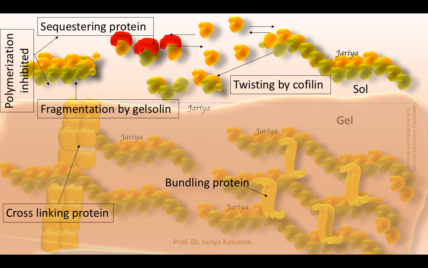Not only that, sequestering proteins remove G-actin subunits from F-actin polymers. Thus, polymerization is inhibited by sequestering proteins and gelsolin, creating the soluble or sol state of the cytoplasm, whereas polymerization leads to the gel state of the cytoplasm.